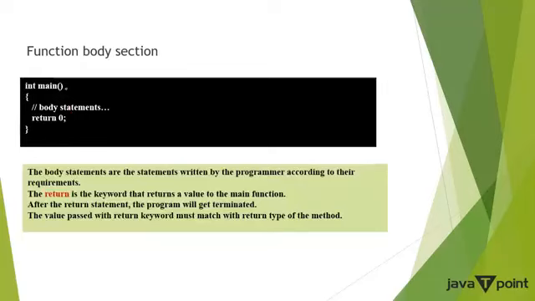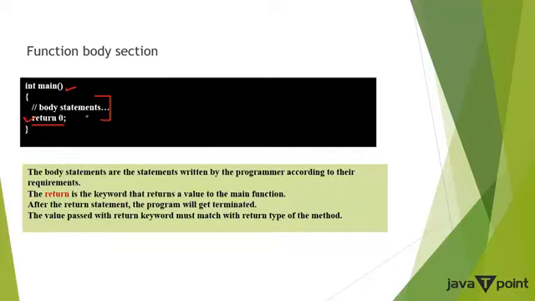Now after adding the main function, we have to write the statements in the main function body. So what are the statements? Suppose I want to create a program that adds two numbers. So I have to create a logic that will add two numbers. The logic which I write are the statements. After writing the statements, I have to write the return statement. This is the end statement of the main function.